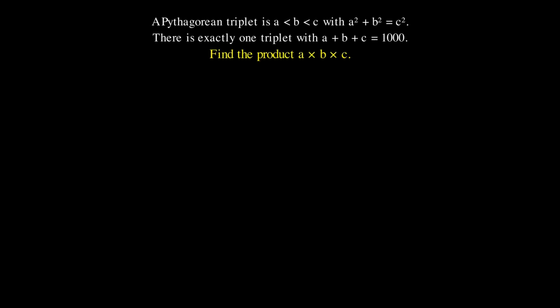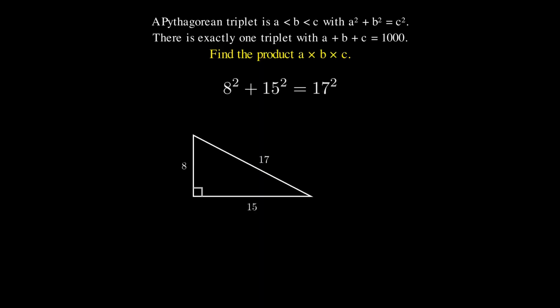All right, we're looking for a Pythagorean triple such that a, b, and c add up to 1,000. A, b, and c are going to be positive integers that form the sides of a right triangle, with c being the hypotenuse, and you can see a couple of examples in front of you.